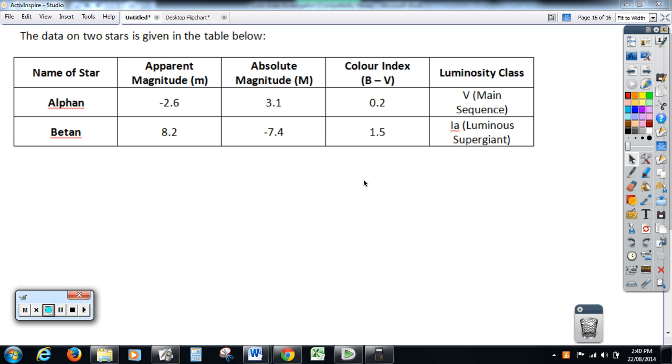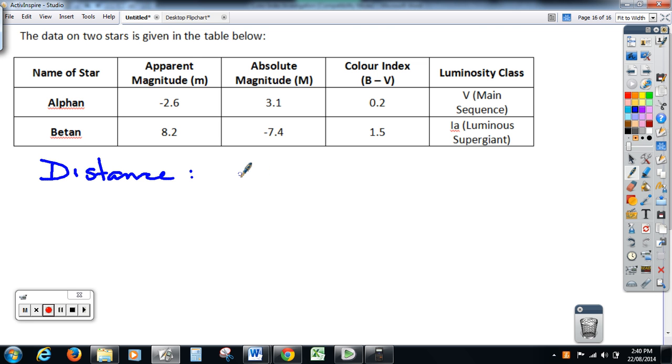Firstly, we can find a few things straight away about these stars. Let's first work out what the first thing we can do. The first thing that we can do is the distance. Now, the distance is given by the formula d equals 10 times 10 to the power of the apparent magnitude minus the absolute magnitude, divided by 5. So we can work out the distance for both of these stars because we've got both the apparent and the absolute magnitude. I'm going to do it for Alphen and then I'll ask you to do it for Beten.